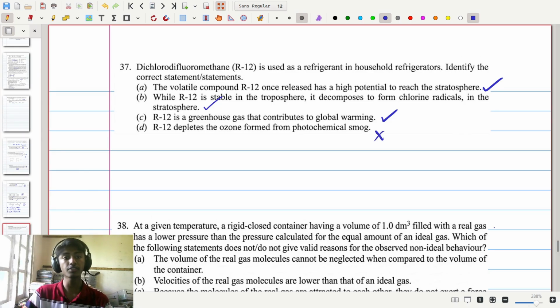Now from this we can see statements A, B and C are correct while D is incorrect, and that combination of responses corresponds to answer number 5. So the answer to question number 37 is answer number 5.